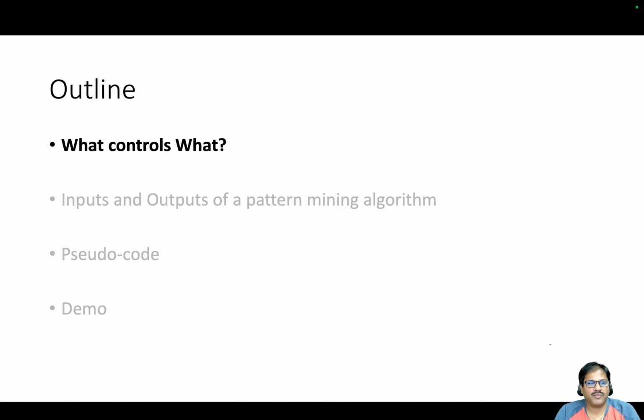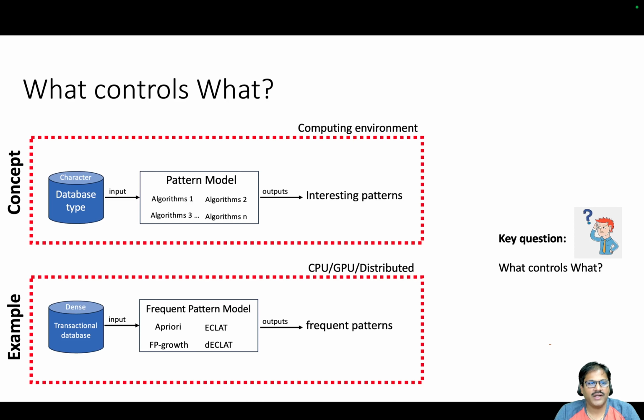Now, coming to the first point, that is what controls what. As you can see, the real world databases are complex. They are of different types and have different characteristics. For example, we can have a transactional database as a database type. This transactional database can have different characteristics. For example, some transactional datasets may be dense or they can be sparse.